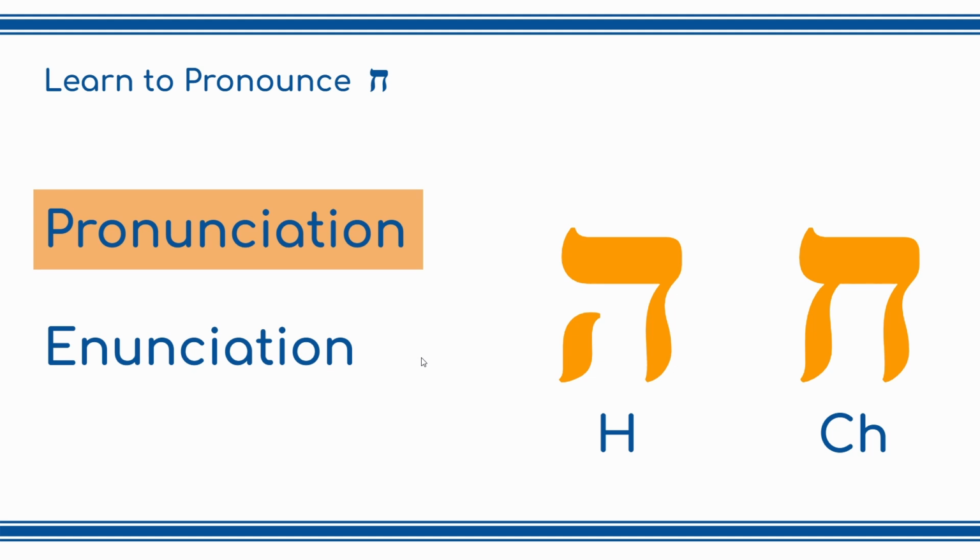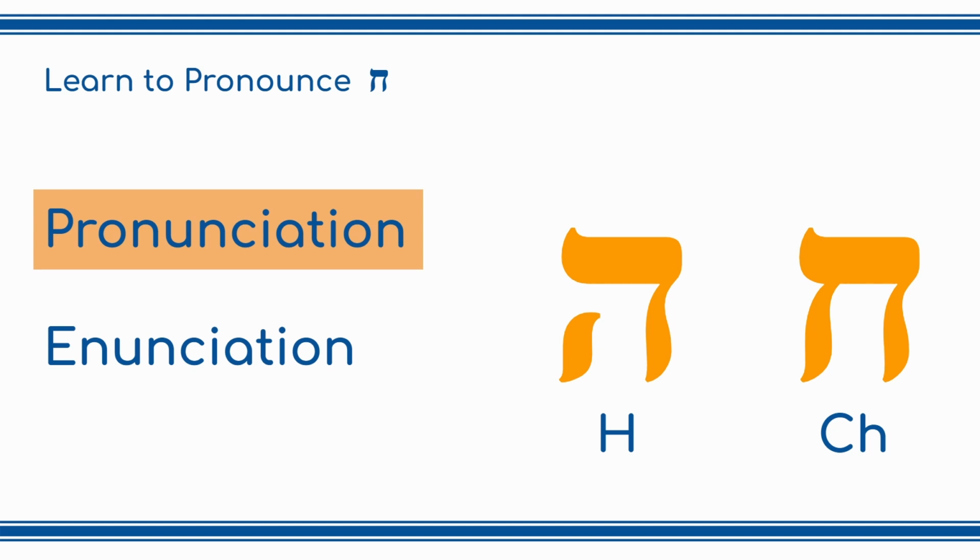Enunciation means to say or pronounce the sound of the letter with clarity. So when you were a child and you were learning your native language, you probably never enunciated every letter clearly. You never said everything perfectly, but you did understand the difference between the letters. You understood the sounds of the letters.